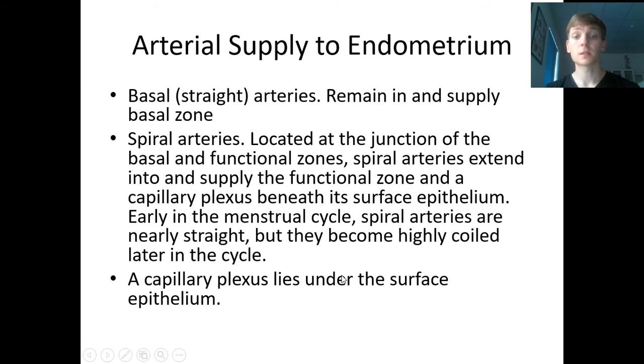A capillary plexus lies under the surface epithelium. Under the surface epithelium we have a capillary plexus, as in every tissue. We have a lot of capillary networks under every epithelium for supplying this tissue. It's also necessary for attachment of the embryo to the uterus.